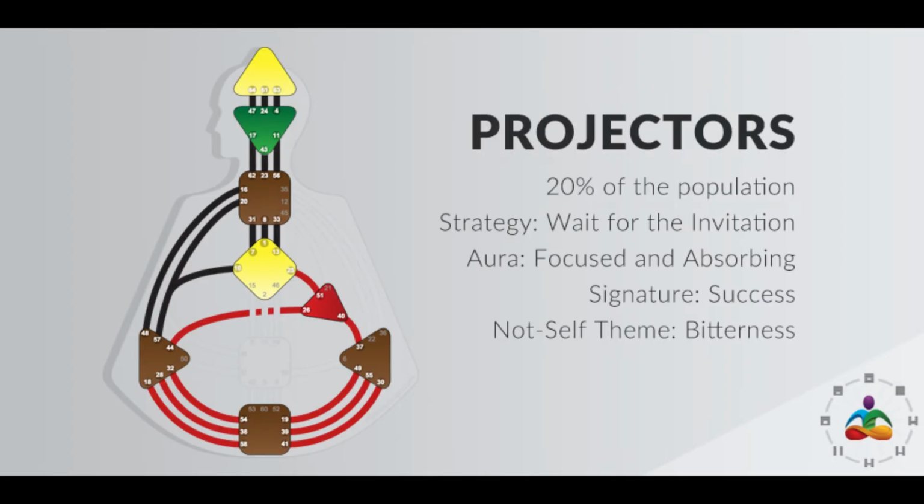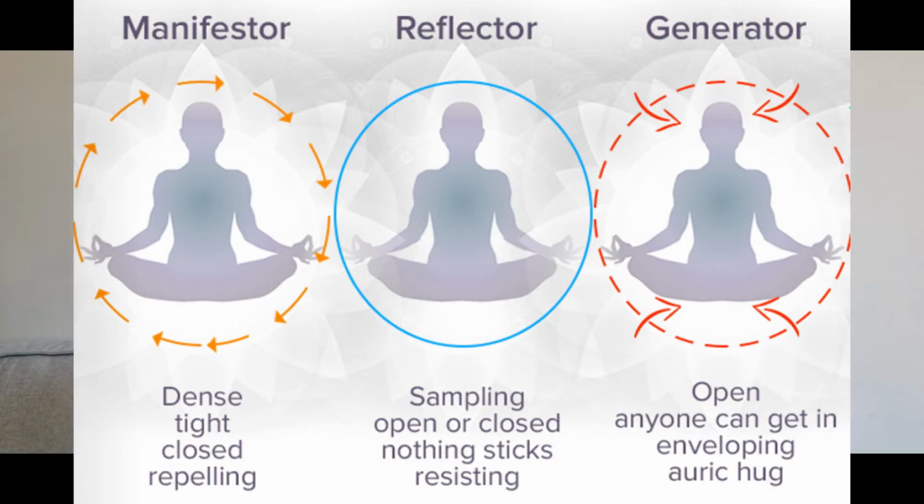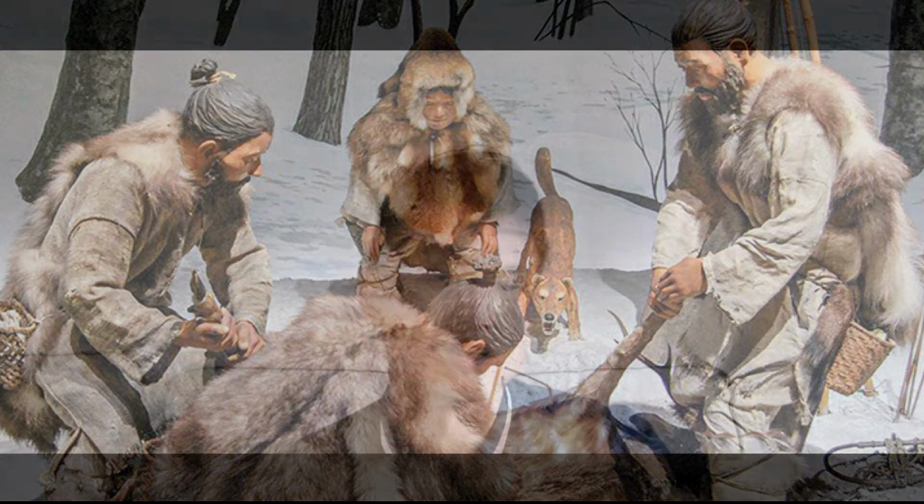Third, we have the projectors, which make up approximately 21% of humanity. This is the newest of the 4 types, because they came into existence after 1781. Prior to that, it was just the manifestors, the generators, and the reflectors. Quite simply, they didn't exist because we didn't really need them back then, because before 1781 the focus was on survival and learning how to live on this material plane.